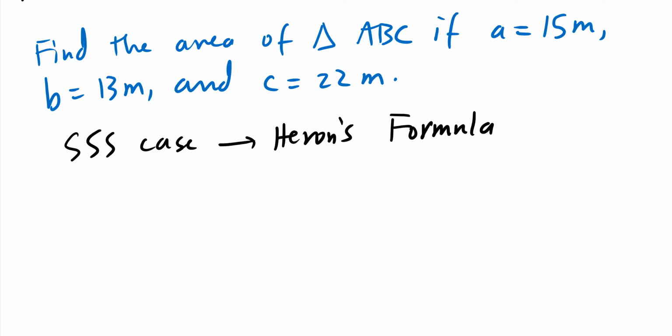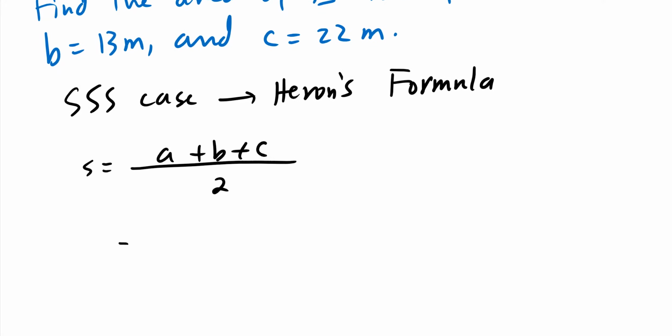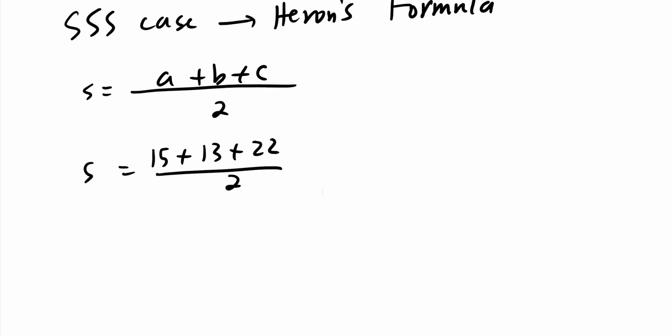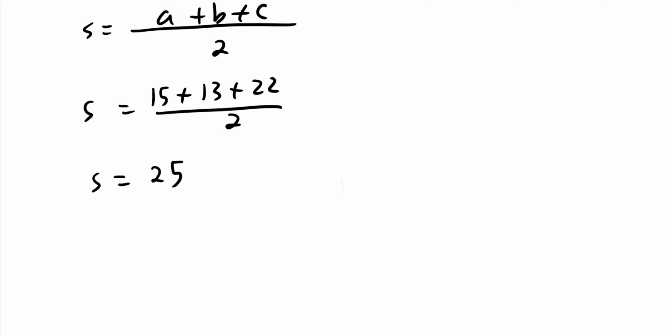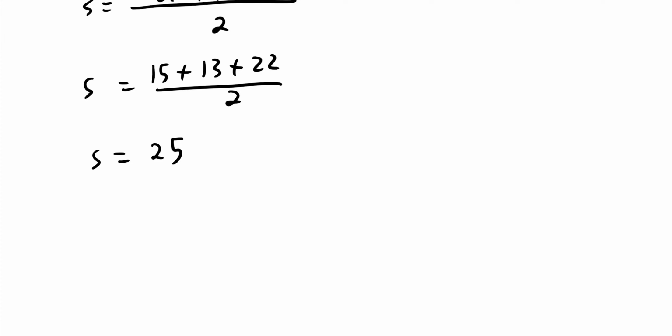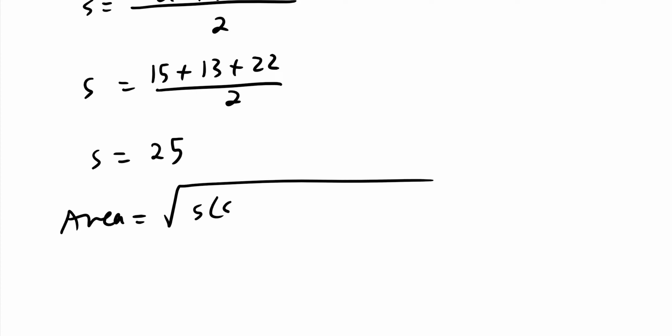So first thing we always do, find the small s, which is a plus b plus c divided by 2. a is 15, b 13, c 22, divided by 2. And then what we get for this is 50 divided by 2, 25. We get s to be 25. Then the area, I usually write it down so I don't forget it. s times s minus a, s minus b, s minus c.